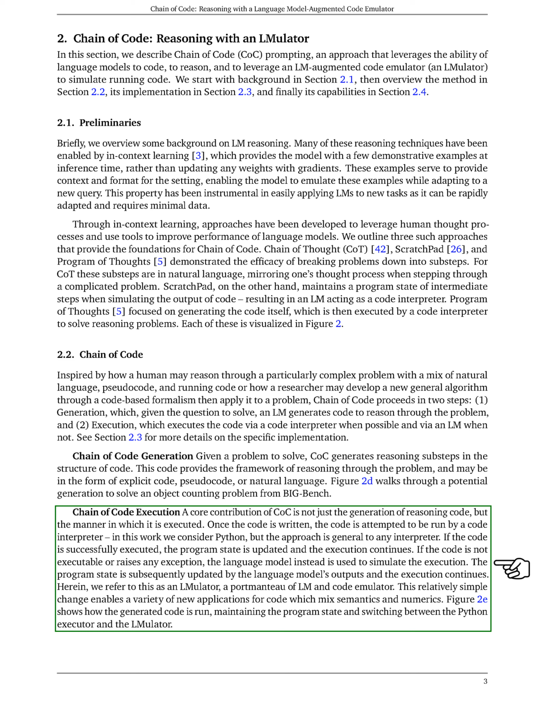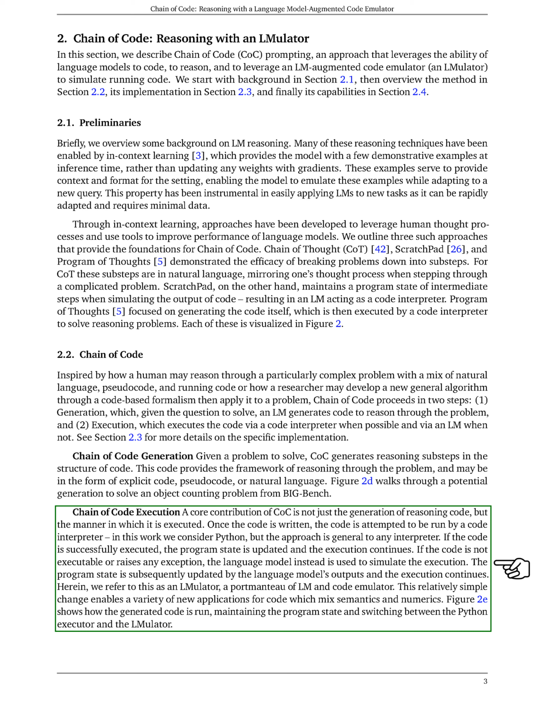Once the code is written, we try to run it using a code interpreter. If the code runs successfully, we update the program state and continue the execution. If the code can't be executed or throws an exception, we use the language model to simulate the execution. The program state is then updated based on the language model's outputs, and the execution continues. We call this an emulator, a blend of LM and code emulator. This simple change opens up a range of new applications for code that mix semantics and numerics.